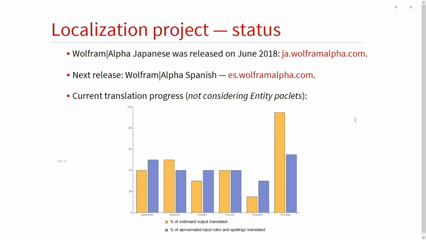So, a bit about the status. We already released Wolfram Alpha Japanese. This product was released last year. It's been in production for a while now, a bit more than a year. The next expected release, as I said, is Wolfram Alpha Spanish.